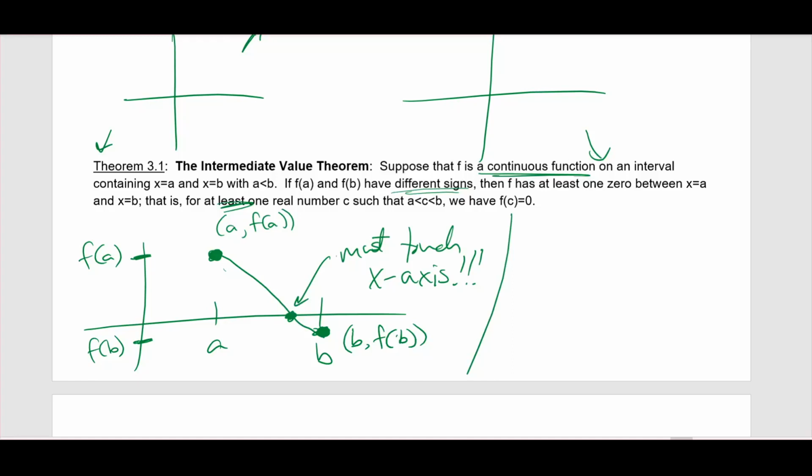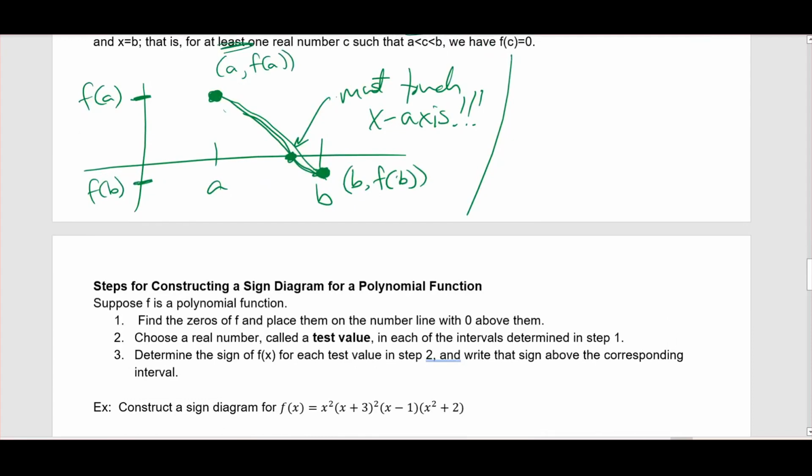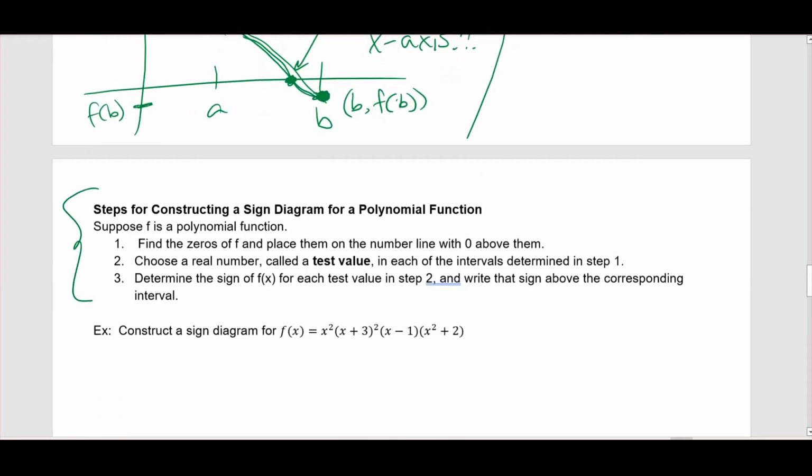You may see it in calculus if you go take calculus. But we're going to use it here to find zeros, right? Finding zeros using this is kind of misguided because we're not exactly going to know how to restrict this. What we will use this for, though, is kind of hidden in what happens here. So let's talk about the steps that we're going to do to construct a sign diagram, and then we can talk back about how that intermediate value theorem is going to help us.